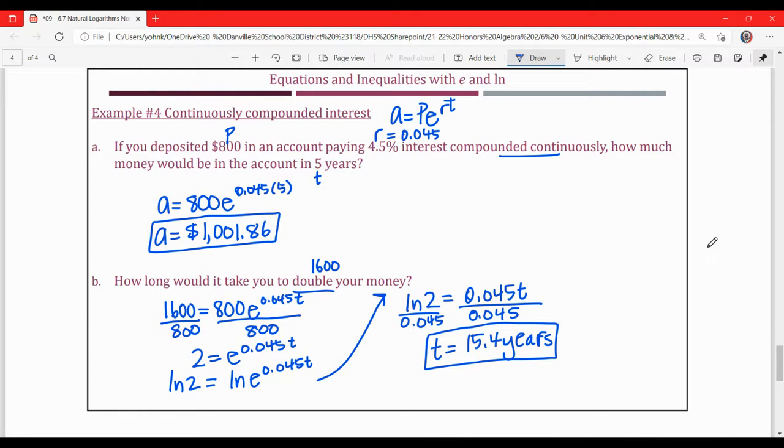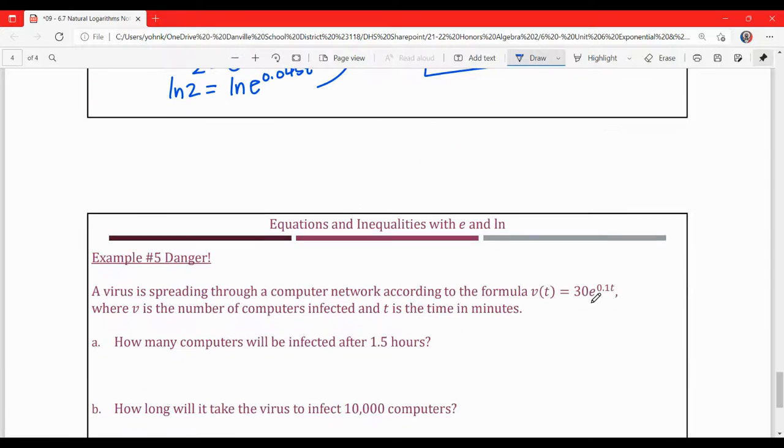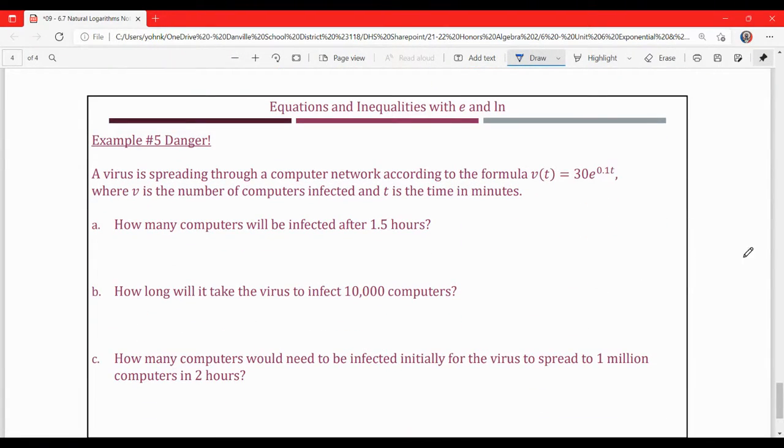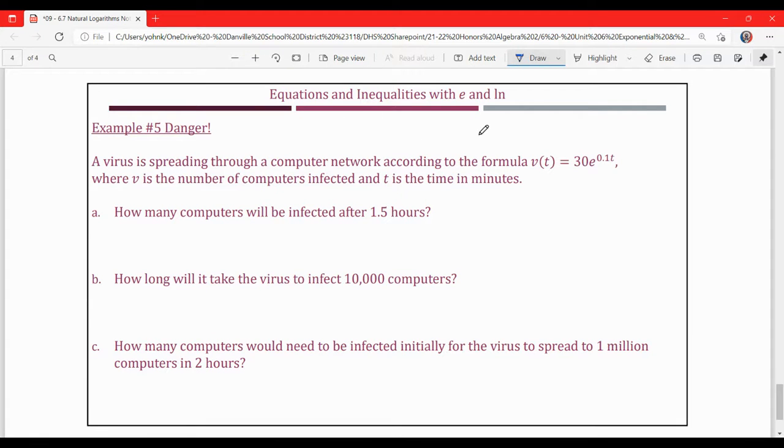All right, let's do one more word problem. Danger! A virus is spreading through a computer network according to the formula V of t equals 30e to the 0.1t, where V is the number of computers infected and t is the time in minutes. How many computers will be infected after 1.5 hours? Well, the first thing we have to notice is that t is in minutes. And so 1.5 hours is really 90 minutes.